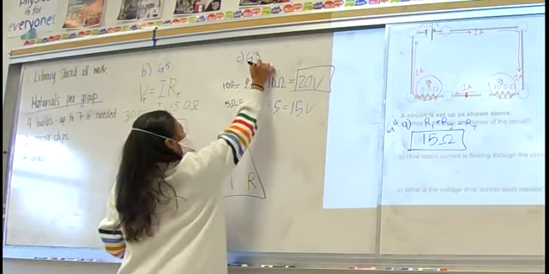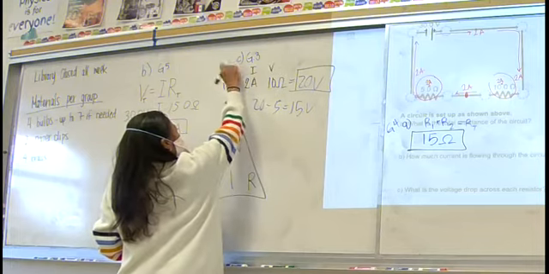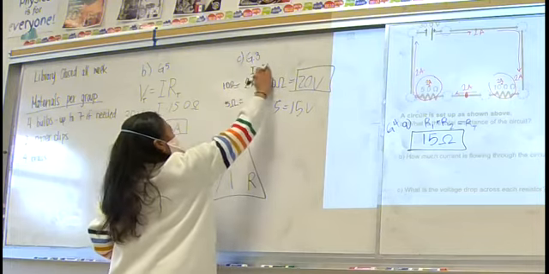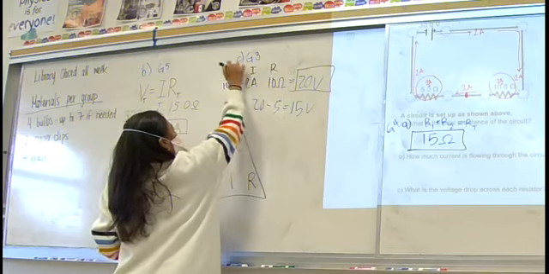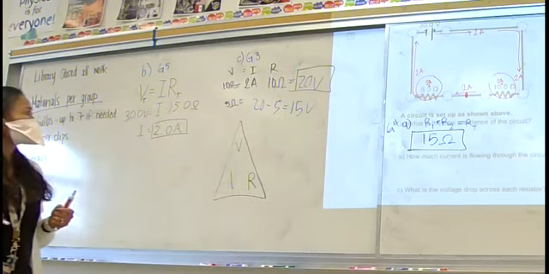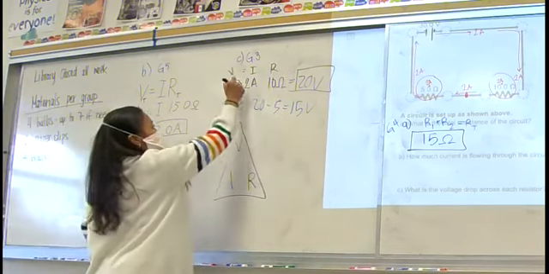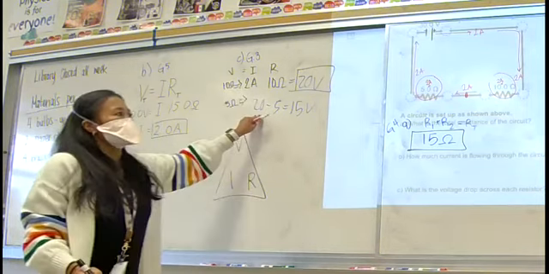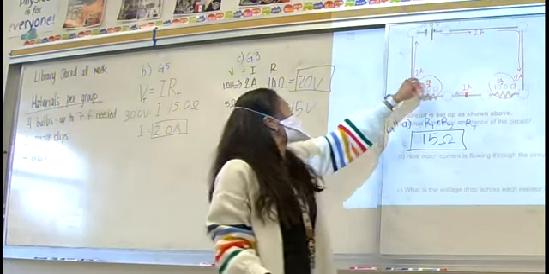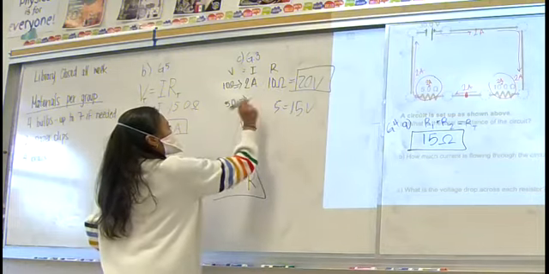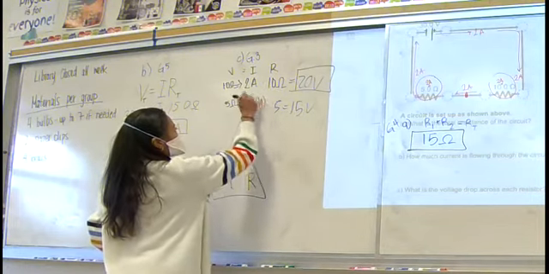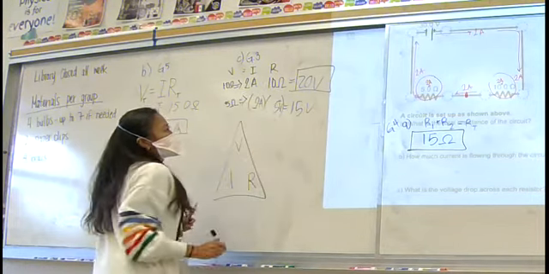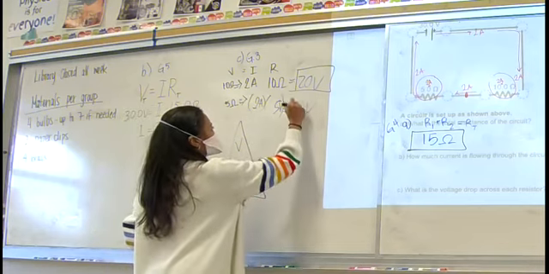So current times resistance equals voltage. And then this next one is going to be 5 times 2. So we're multiplying 2 amps times 5 ohms. And then this one gives us 10.